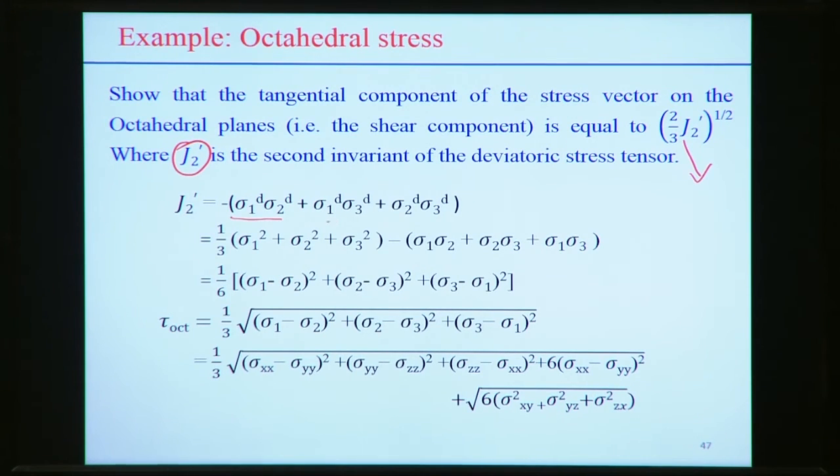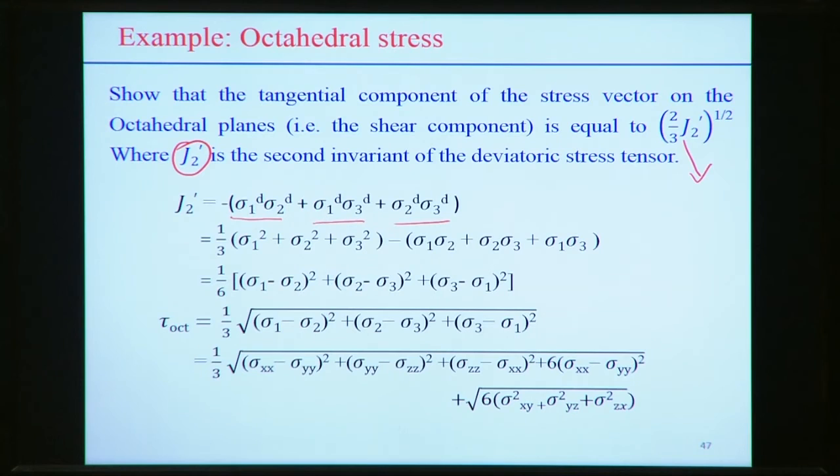Sigma 1 sigma 2, sigma 1 sigma 3 and sigma 2 sigma 3, but with the dot it represents specifically only the deviatoric stress component, and a negative sign is also given. If we further manipulate this and put in the expression of the deviatoric stress component, we find the expression comes out like this: 1/6 of (sigma 1 minus sigma 2) square plus (sigma 2 minus sigma 3) square plus (sigma 3 minus sigma 1) square. So this is the expression of the second invariant of the deviatoric stress tensor.